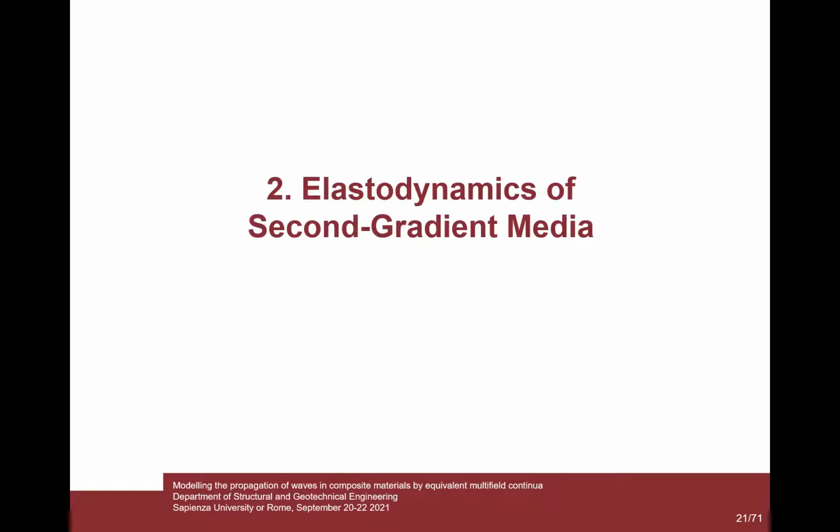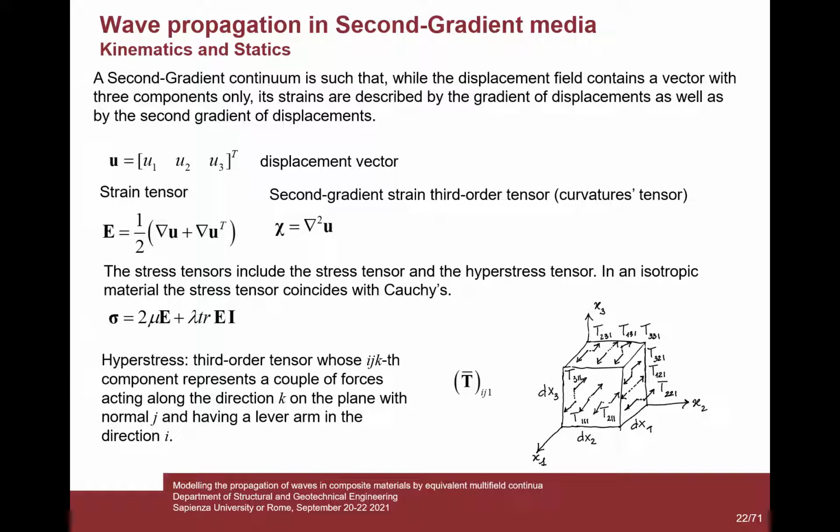Okay, now that I've told you all this story about the Cauchy continuum, it's going to be easier to present how waves propagate in the second gradient medium. Basically, in the second gradient medium, we have just a displacement field. The point is that while the displacement of one particle is described by just 3 displacement components, the strains are instead described by the strain tensor, meaning the symmetric part of the gradient of displacement, plus a second gradient tensor, which is a curvature-like tensor.